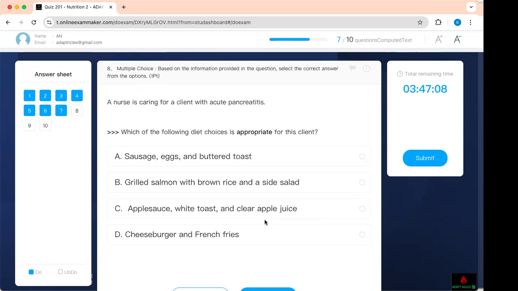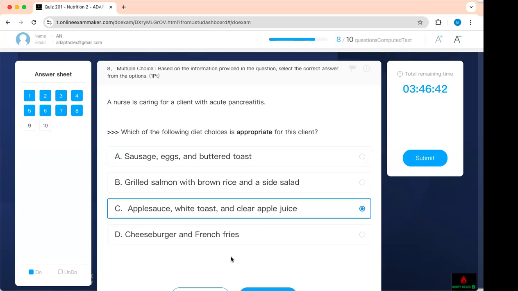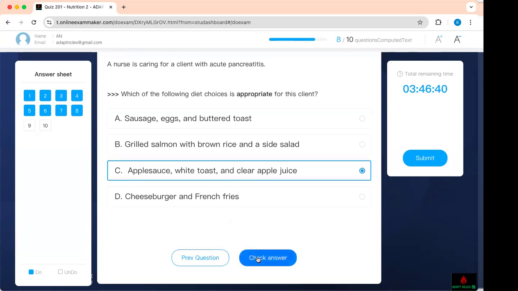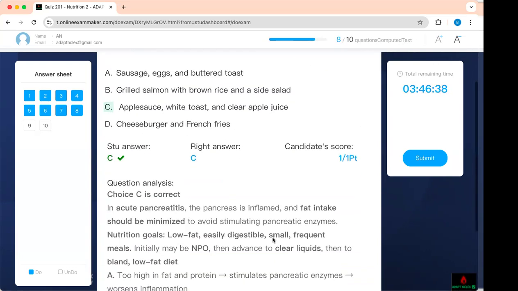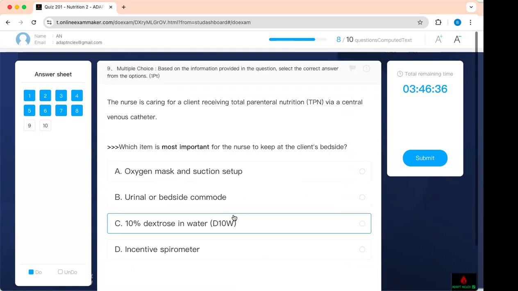Sausage, too much fat. Egg, well, yes, some protein. Buttered toast, too much fat. I ignore it. Grilled salmon, a little bit of fat in it, omega fatty acid in it. Even though it's good, with the brown rice and salad, it's okay, but there's still some fat there, right? Applesauce, excellent. White toast, no fat. Clear apple juice, excellent. Cheeseburger, no, I'm staying away. And French fries, away from it. You see how you can answer these questions.